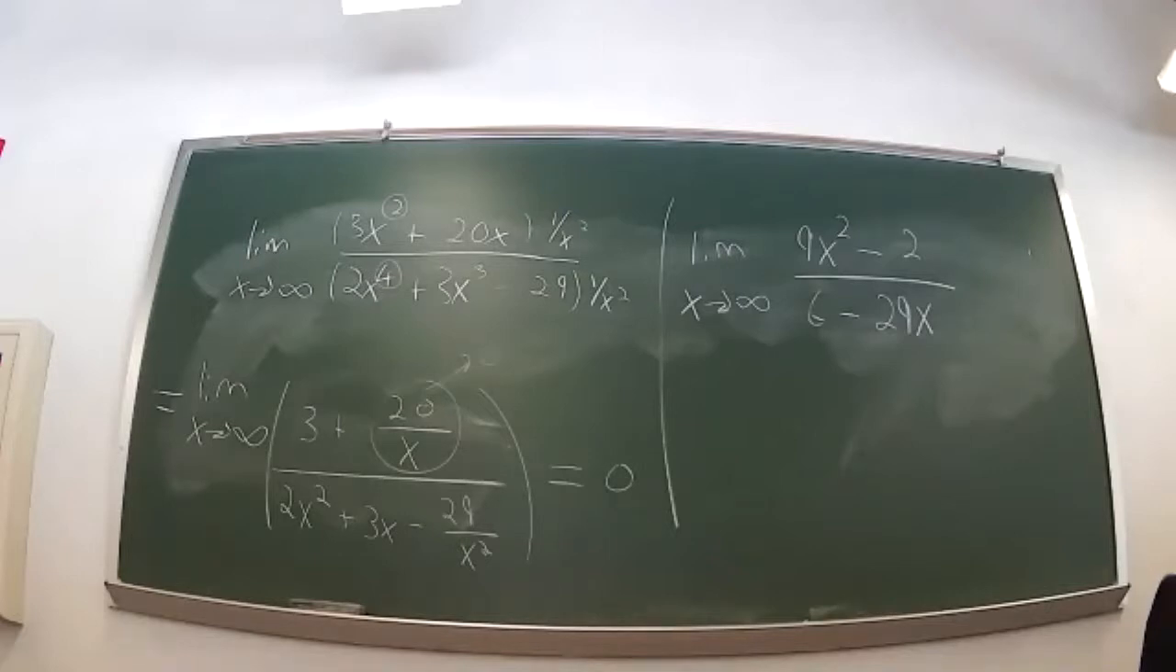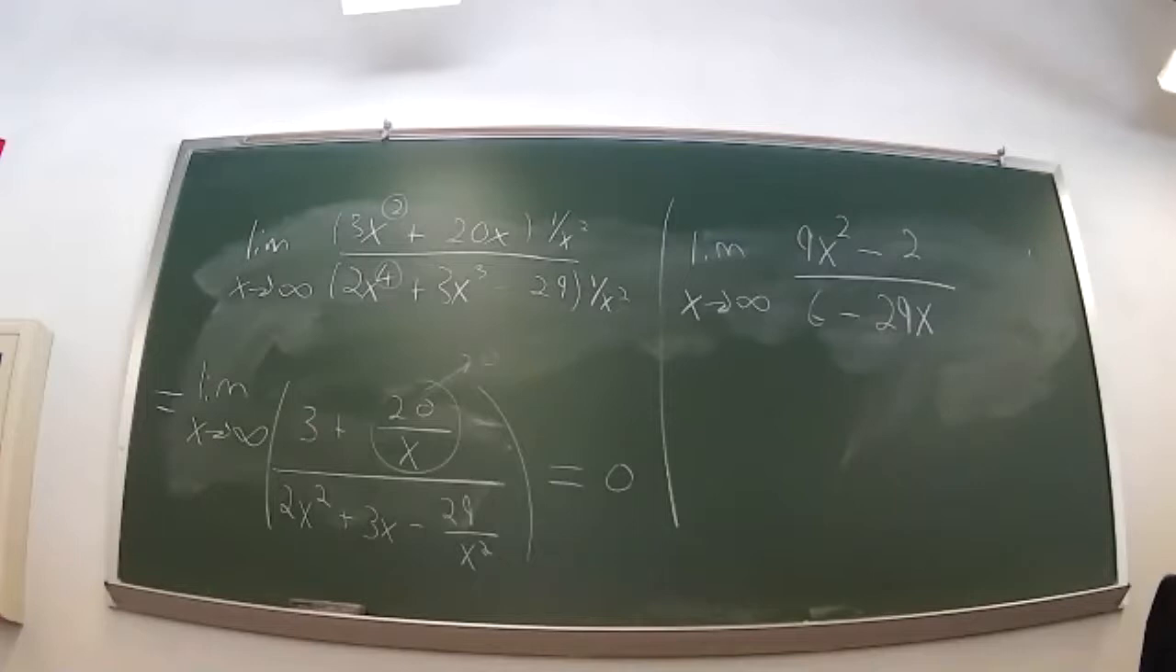Here, I'd like to continue this principle of looking at the highest power in the numerator and then dividing by that so that I can tell what's going on. If I just look at what's happening to 9x squared minus 2 and separately look at what's happening to 6 minus 29x, I get infinity over infinity, which does not help me. That's indeterminate. I divide the numerator and denominator by x squared. I'll end up with like 9 minus 2 over x squared. So the numerator would tend towards 9 in that case.